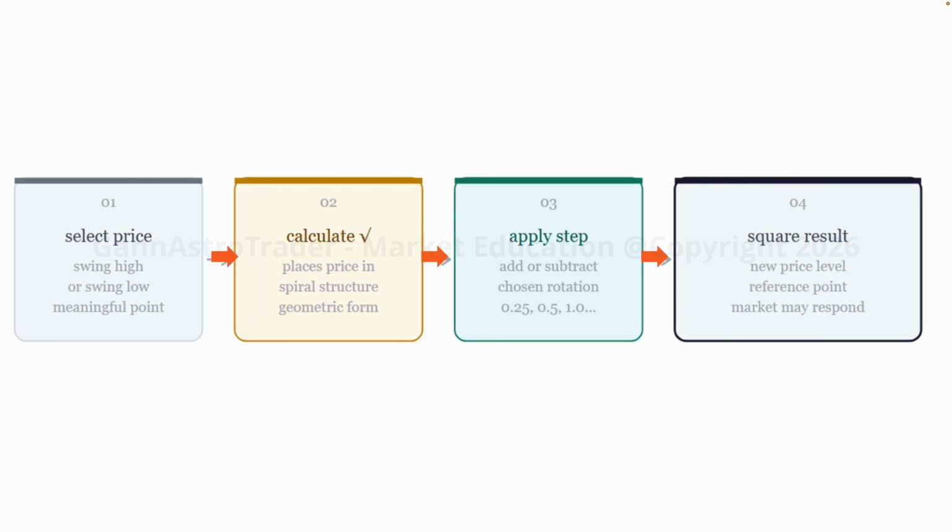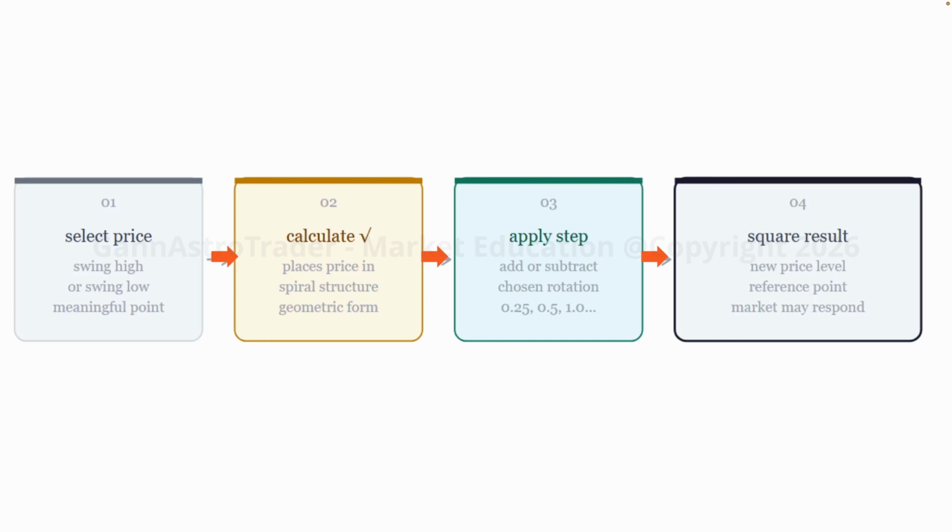To apply this method, we start by selecting a meaningful price point, such as a swing high or swing low. We then calculate its square root, apply a chosen rotational step, and convert it back into price. These calculated levels act as reference points where the market may respond. These projected levels are used as potential zones of support or resistance.